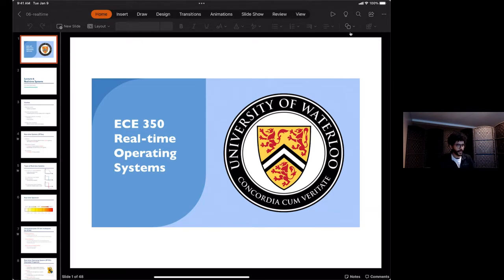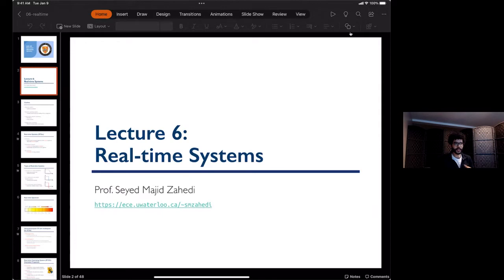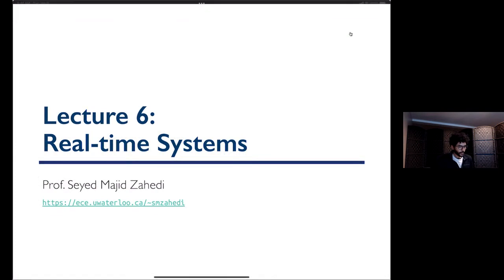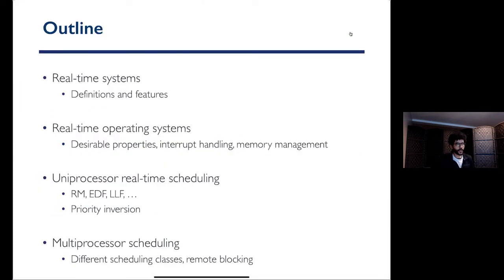Today we're going to talk about real-time systems. So let's get started. We're going to review the definition of real-time systems. This shouldn't be the first time, we did go through that in the introduction, but just to remind everybody, I'll do that. We're going to look at real-time operating systems, what they need to do, and then I'll talk briefly about uniprocessor real-time scheduling and multiprocessor real-time scheduling.